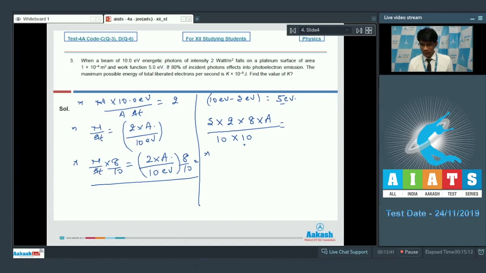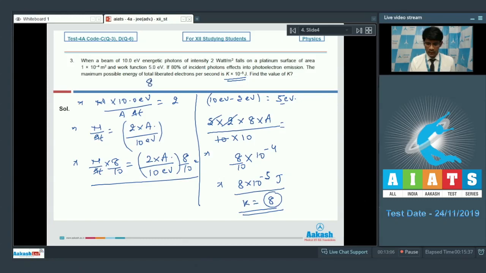So just have the calculation here. This 10 will cancel out. We are having 8 divided by 10 into area being 10 to the power minus 4, or simply it is 8 into 10 to the power minus 5 joule per second. So matching this answer with the one given in the question, we are getting the value of K to be 8. That is the final answer. So for question number 3, 8 is the answer. Now let's proceed to question number 4.